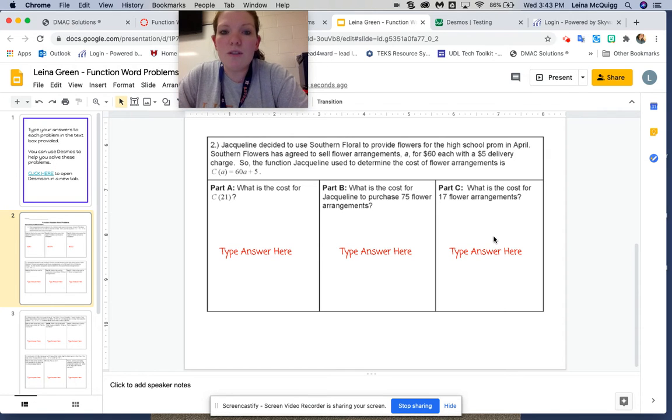Jacqueline decided to use Southern Floral to provide flowers for the high school prom in April. Southern Flowers has agreed to sell flower arrangements, A, for $60 each with a $5 delivery charge. So the function Jacqueline used to determine the cost of flower arrangements is C of A equals 60A plus 5. And we want to know what is the cost for C of 21.